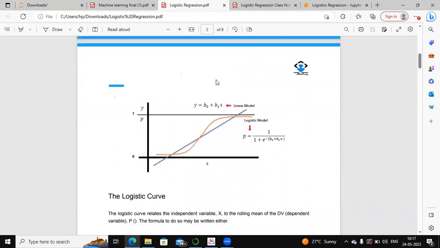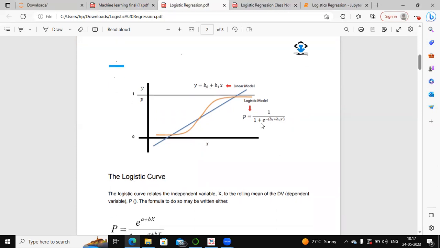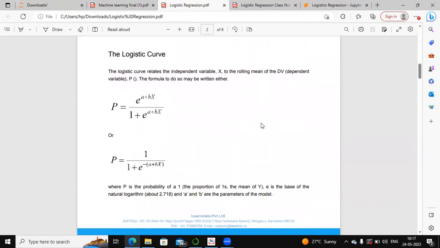So now we have this linear model, y is equal to b0 plus b1x, where b0 is the intercept and b1 is the slope. So this is the linear model. For this linear model, if we have to perform the logistic model, then the probability will become 1 by 1 plus e power minus y, where y is b0 plus b1x. Apply y in this formula and you will get the probability.